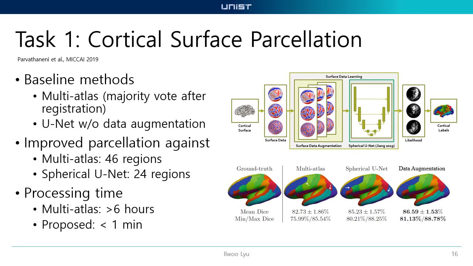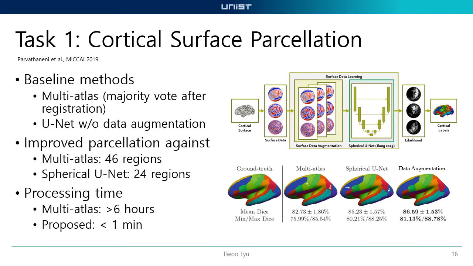In this evaluation, we use 2 different baseline methods. One is the multi-atlas approach, which means we use a majority vote after surface registration. And the second approach is spherical U-Net, which we use for our approach as well, but without data augmentation. In the evaluation, we use the Dice measure over the manual segmentation as the metric for the accuracy of the method.